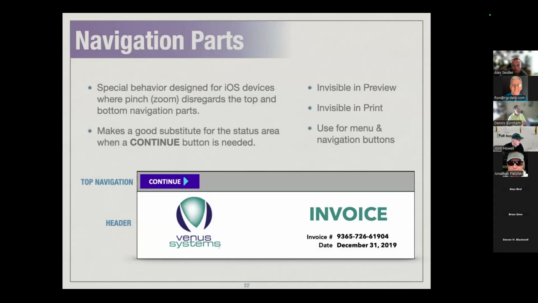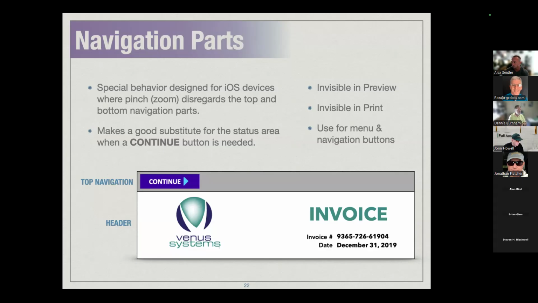Now, the navigation parts, top and bottom, are handy. Certainly, they came to exist because they are unaffected by somebody pinching their display in iOS. So the navigation part remains consistent even if they have tried to zoom in on a certain part of the visible area in the body. They're also invisible when you go to preview, and they're invisible when you print. So I have sometimes found them to be really useful as a substitute for the status area.